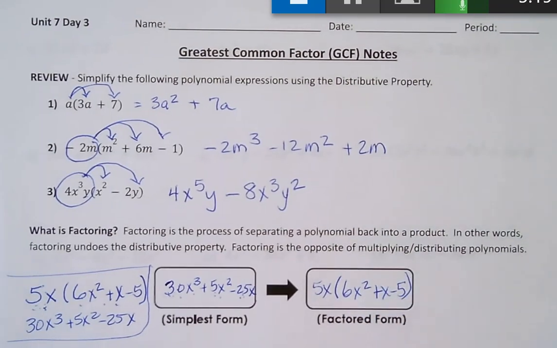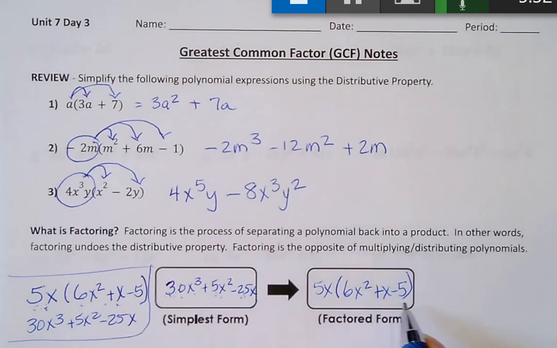Okay, so things that are important to remember: if you take anything out of any one of these terms in this polynomial, you have to take that thing out of every single term. So be careful with that. And then you want to make sure there's no other factors in there that could be pulled out.